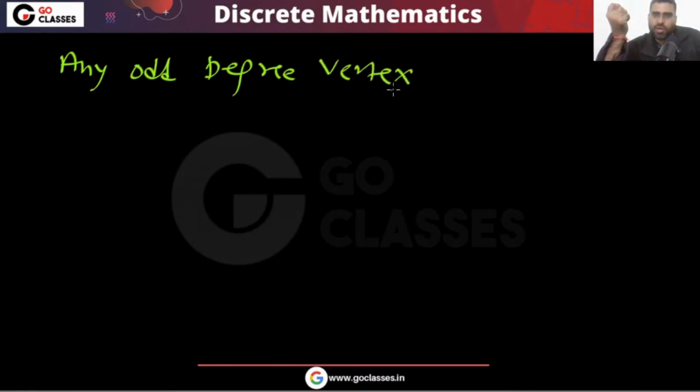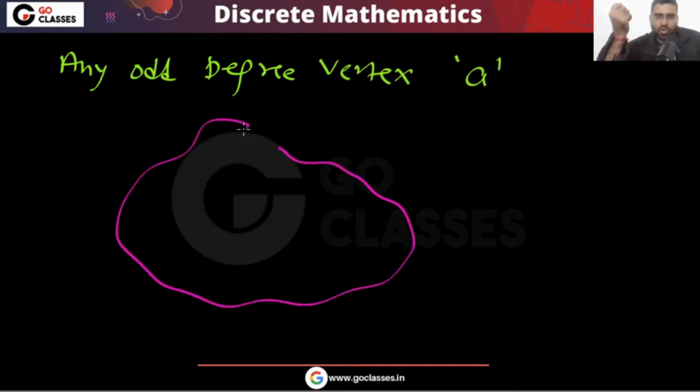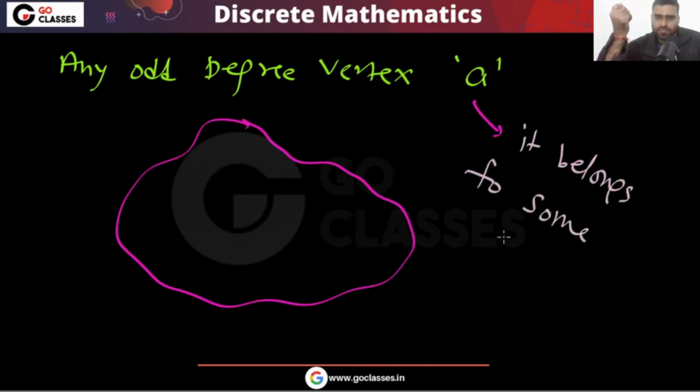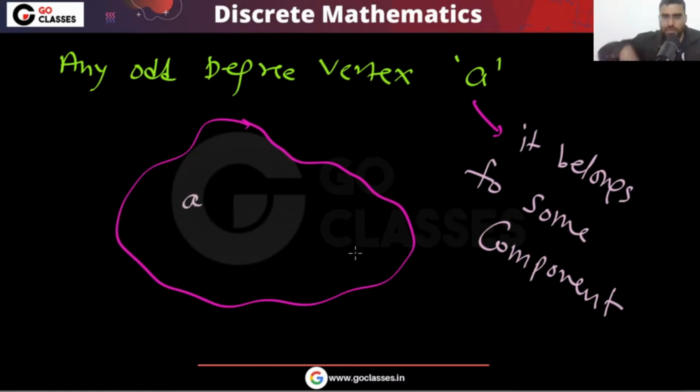Now you tell me, if you take any odd degree vertex A, then what will happen? It will belong to some component. Do you agree? Yes or no? It definitely belongs to some component. Then in this component, there will be another odd degree vertex. Definitely.